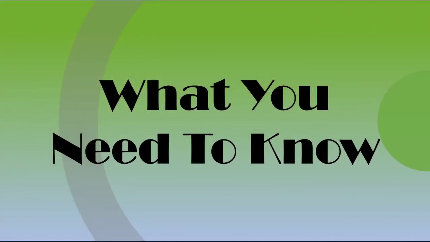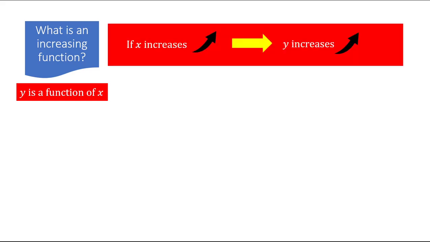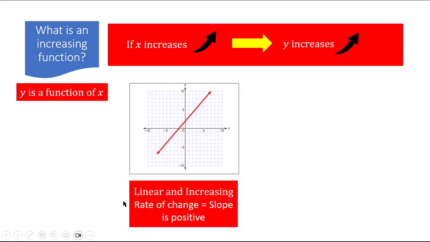Hello and welcome. Here is what you need to know before we get to the examples. What is an increasing function? If y is a function of x, then this function is an increasing function if as x increases, y also increases. And here are a couple of examples. This function here is linear, it's a straight line, and it's an increasing function. As x increases, y increases, and the rate of change is the slope, and the slope is positive.